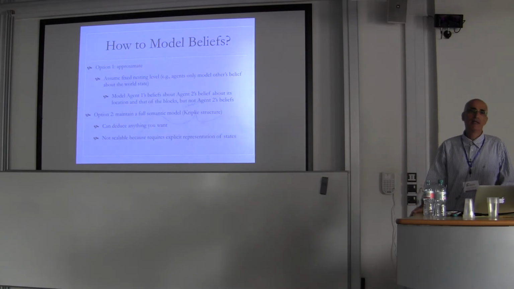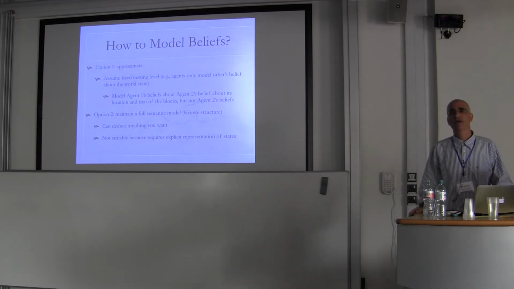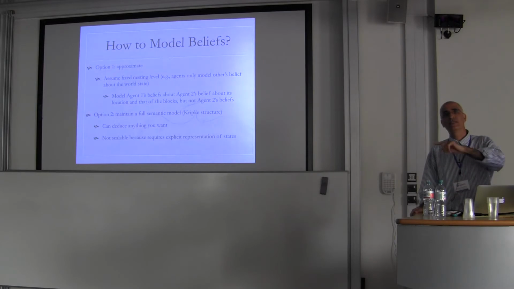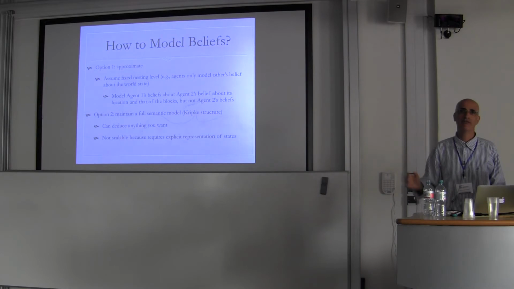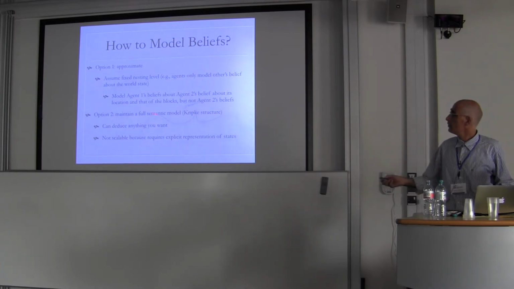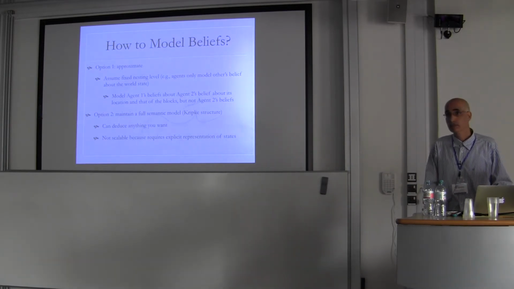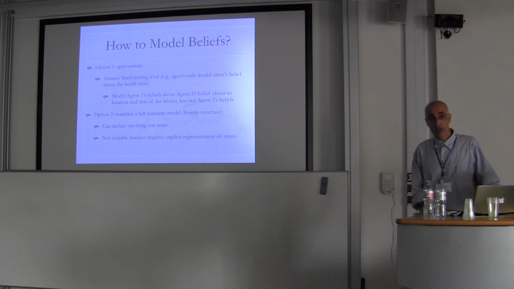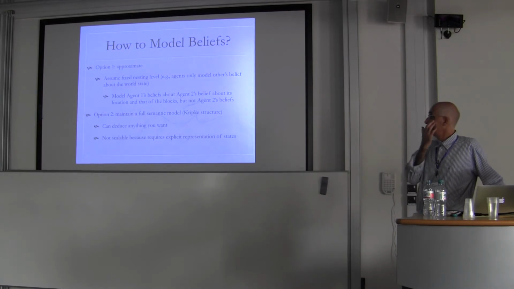One thing that people have done is simply to approximate it. Say, okay, we're not going to get into this infinite chain of beliefs. We'll just cut it at some level. Okay? We'll simply model agent 1's beliefs about agent 2's beliefs about its location and that of the blocks, but not agent 2's beliefs of agent 1. This is clearly an approximation done for computational reasons to have a more succinct representation of the belief state, and it can lead to problems.